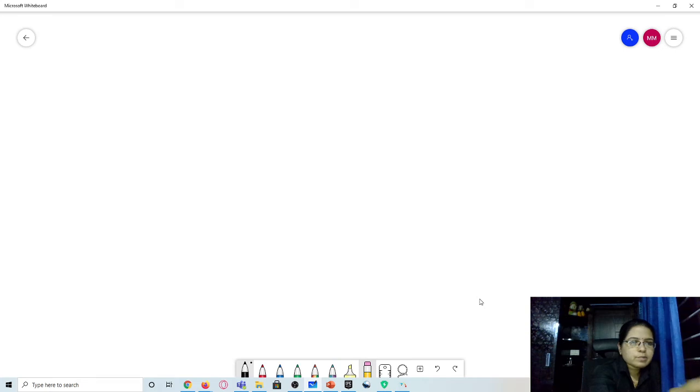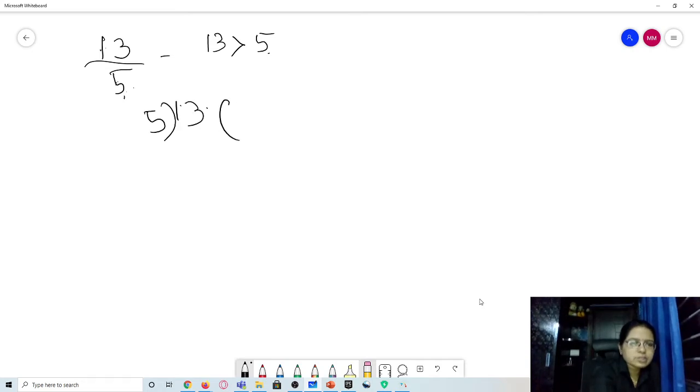Converting an improper fraction into a mixed fraction. Suppose 13 divided by 5. This is an improper fraction as the numerator 13 is greater than 5. We have to convert this improper fraction into a mixed fraction. We divide 13 by 5: 13 is the dividend and 5 is the divisor. 5 multiplied by 2 is 10. 13 minus 10 is 3. And 3 is the remainder and 2 is the quotient.